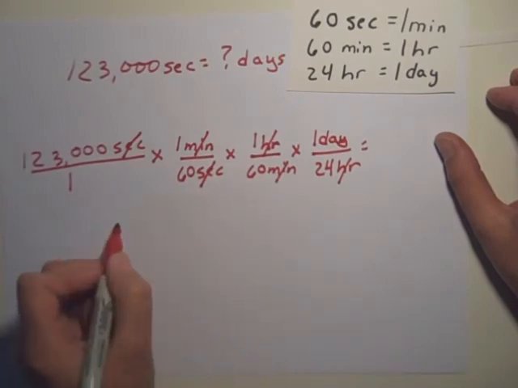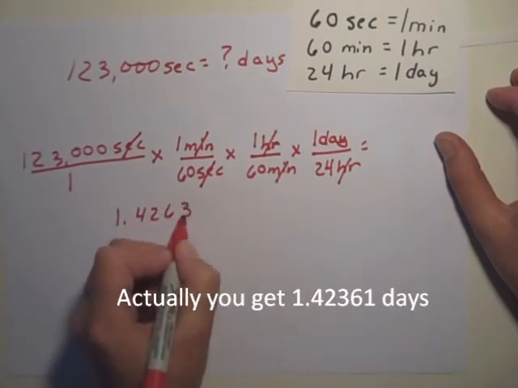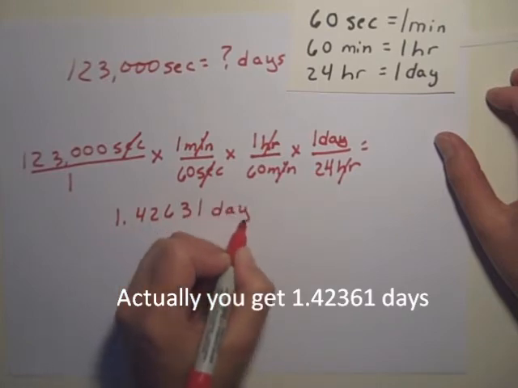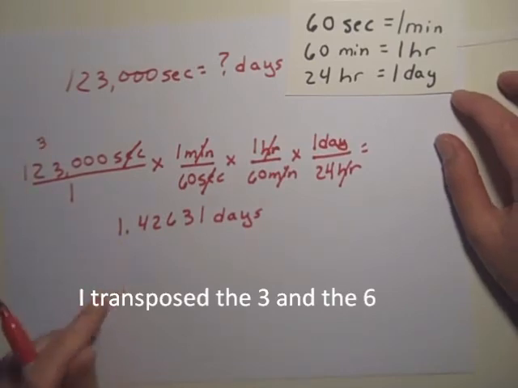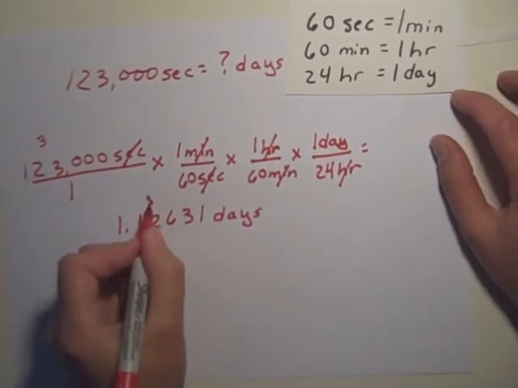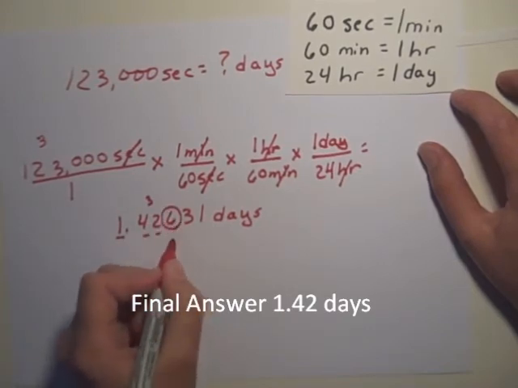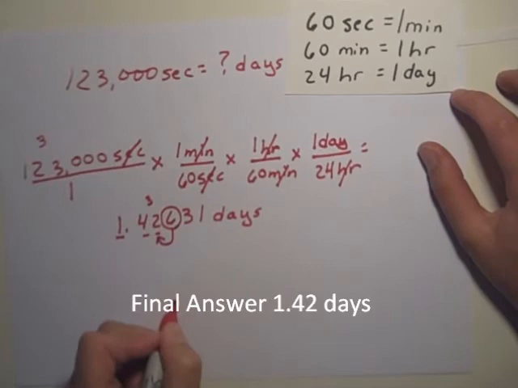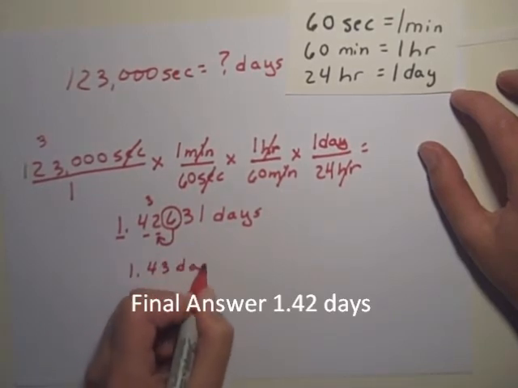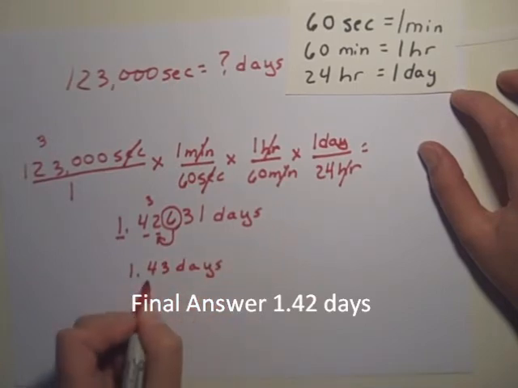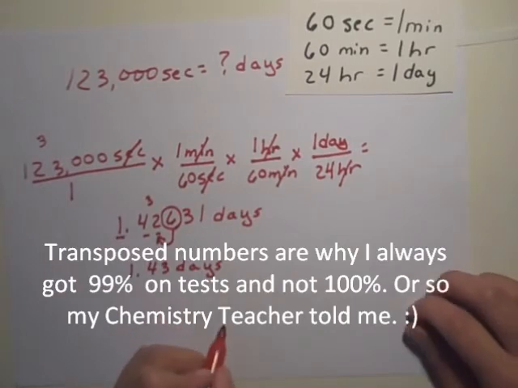When we do this calculation, we get 1.42631 days. Our original number had 3 significant figures, so our answer must also have 3 significant figures, 1.42. But the 6 is above 5, so it rounds this up to 3. 1.43 days. Because this number is significantly less than this number, it makes sense that that is the correct answer.